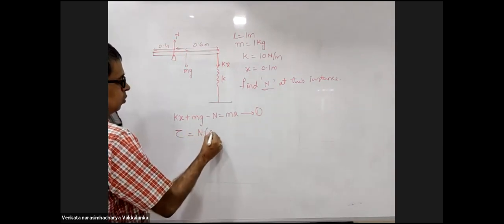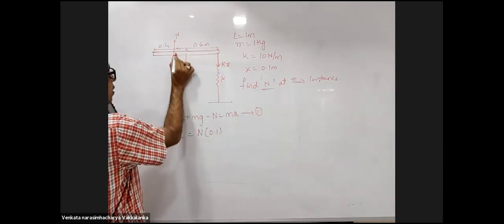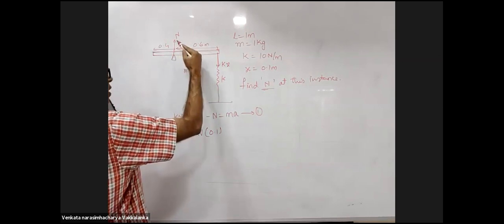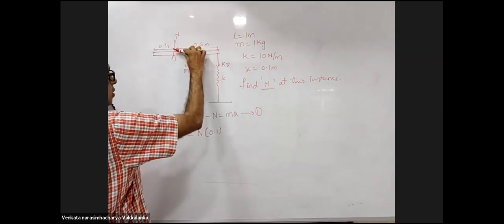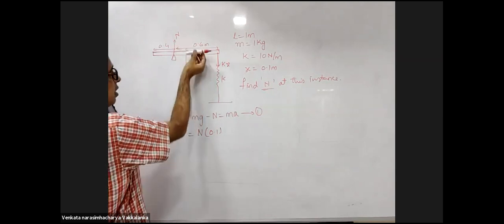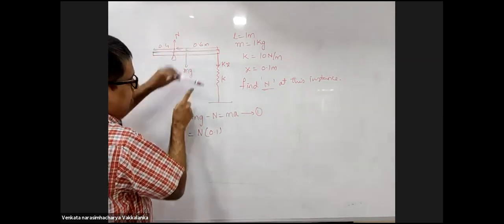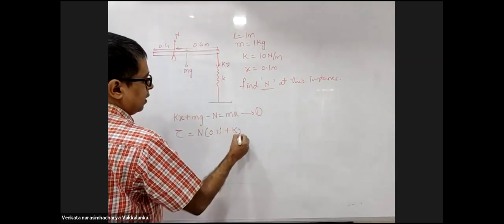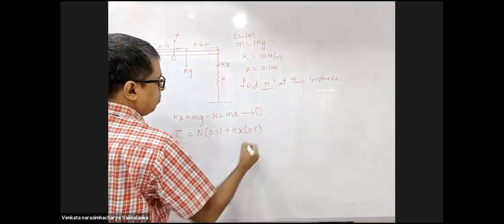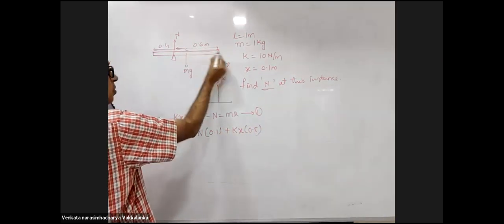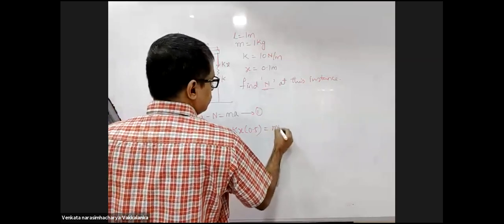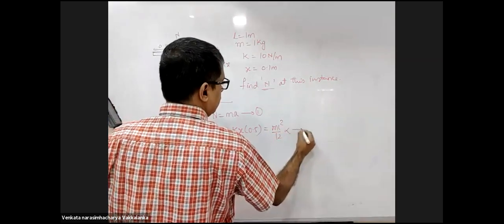N into 0.1. This distance will be 0.1. N gives me clockwise torque. Kx also gives me clockwise torque. Kx into 0.5. This distance will be 0.5. Is ml square by 12 into alpha.